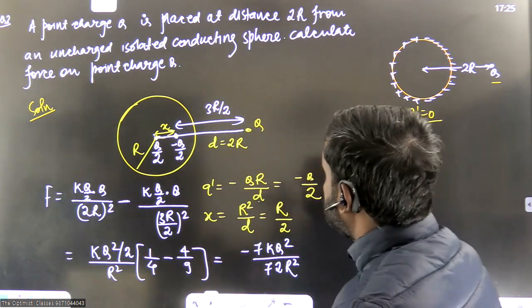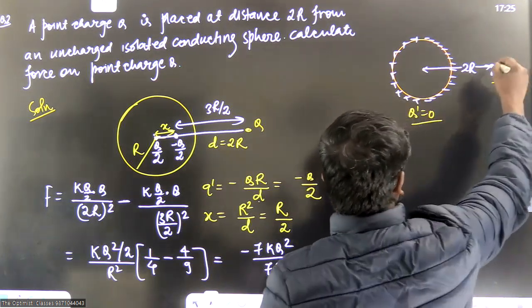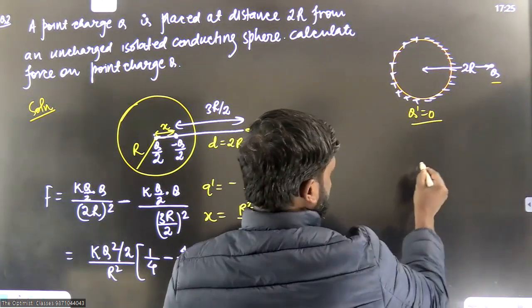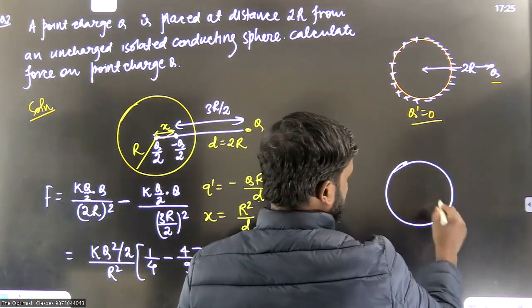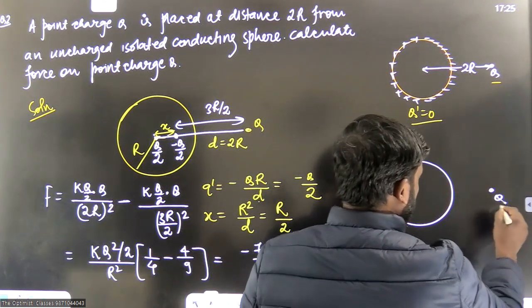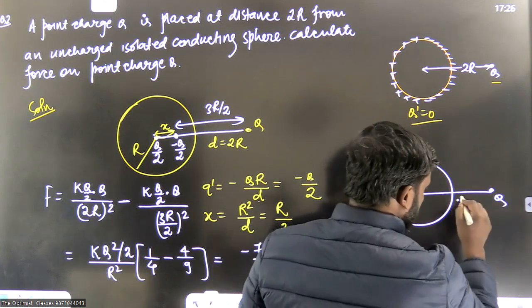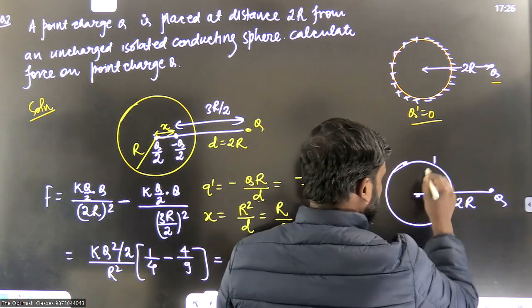So that is the force on this point charge because of this uncharged sphere. The situation initially was something like this. There was an uncharged sphere, and in front of this there is a point charge q. Its distance from here was 2r, and this is r, and this radius is r.